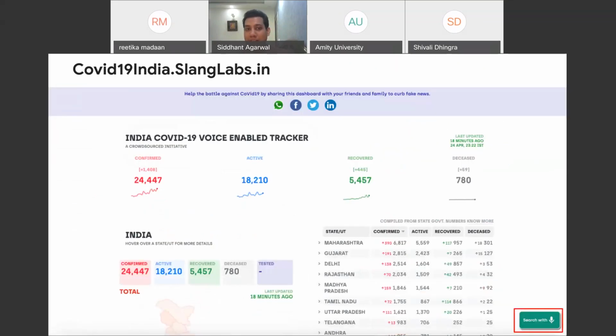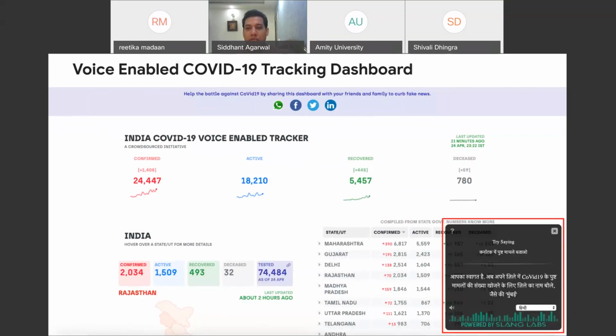these folks at Slang Labs went a step ahead. They enabled voice technology in the tracker. So they created a version of this COVID-19india.org tracker and made it voice enabled. If you look at the bottom right corner, you will see the search with microphone off button. If I'm not wrong, the last support I checked was in Hindi and English only.